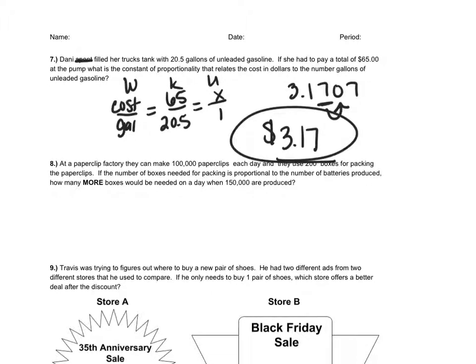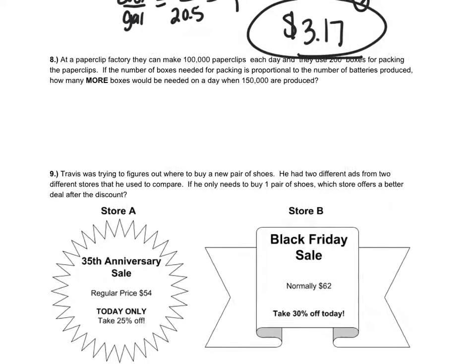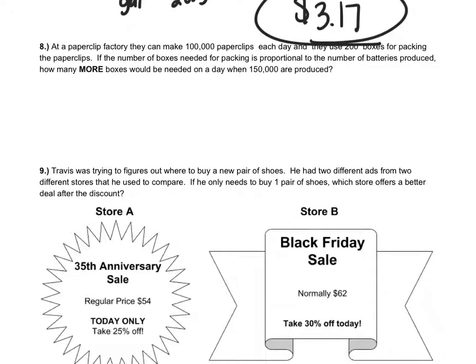Okay, number 8. At the paperclip factory, they can make 100,000 paper clips each day, and they use 200 boxes for packing of paper clips. If the number of boxes needed for packing is proportional to the number of paper clips, how many more? That's the key word. Okay? Would be needed on the day that 150,000 are produced?